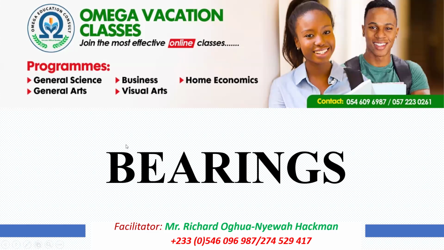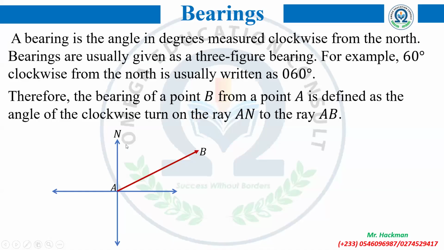So quickly, let's look at the definition of bearing. A bearing is basically the angle in degrees measured clockwise from the north. So it's usually measured clockwise, that's the direction, and its baseline is always the north. Bearings are usually given as a 3-digit bearing.